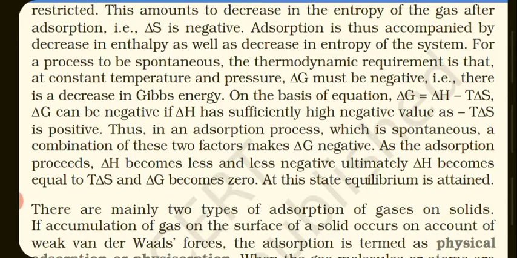As the adsorption proceeds, delta H becomes less and less negative. Ultimately, delta H becomes equal to T delta S, so delta G becomes 0. At this state equilibrium is attained, meaning the forward rate of reaction becomes equal to the backward rate of reaction in case of a chemical process. So delta G = delta H - T delta S. This is a thermodynamic equation. We will see it in the thermodynamics chapter.